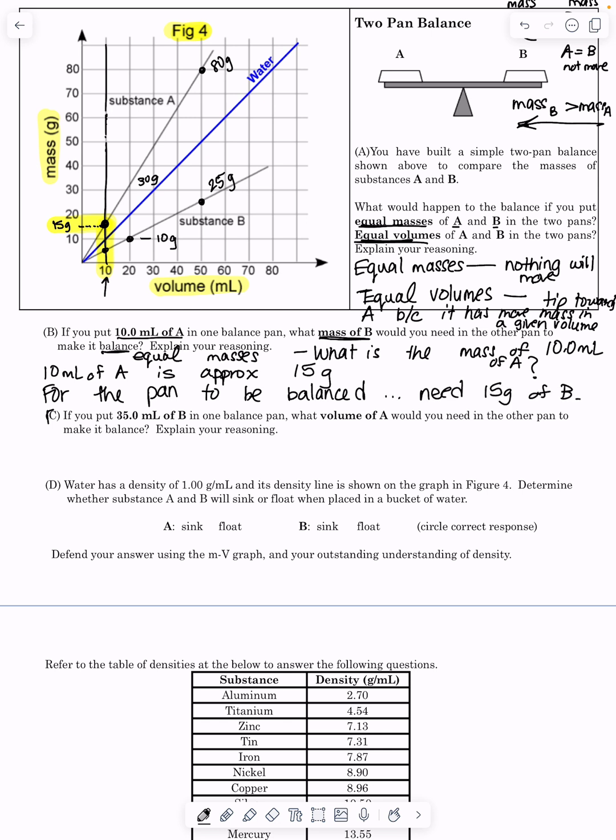We need equal masses, just like this question up here. If I had equal masses, it will not move, it will be balanced. So that's our answer for letter B here.